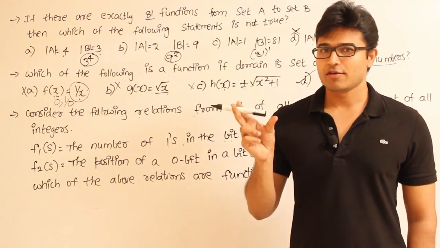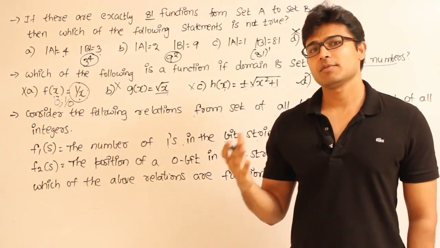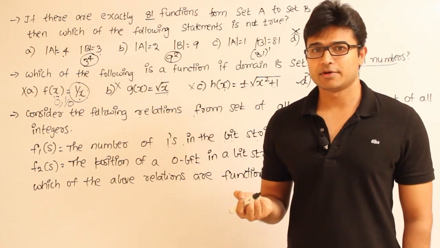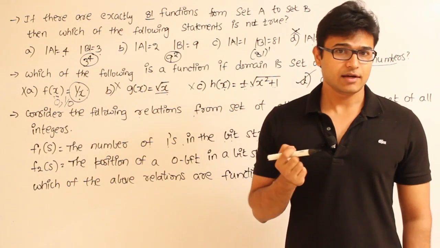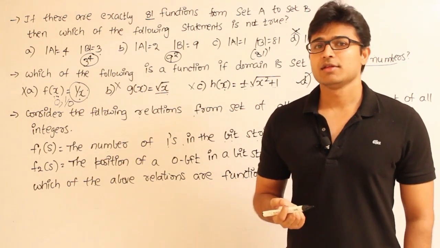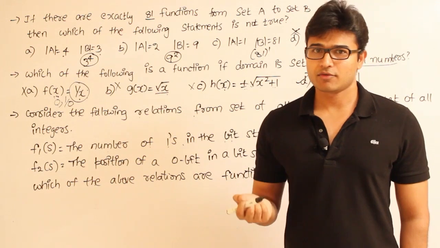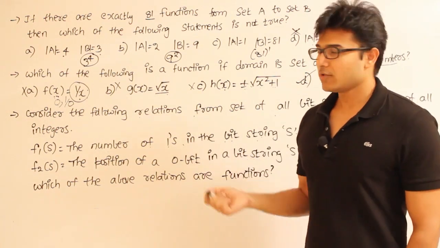Getting this? You have a finite length string, you try to count the number of ones, you will come up with a single number. Therefore, every string will be assigned a single number and exactly one number, right? So what is that number? That is equal to the number of ones. Therefore, f1 is a function.